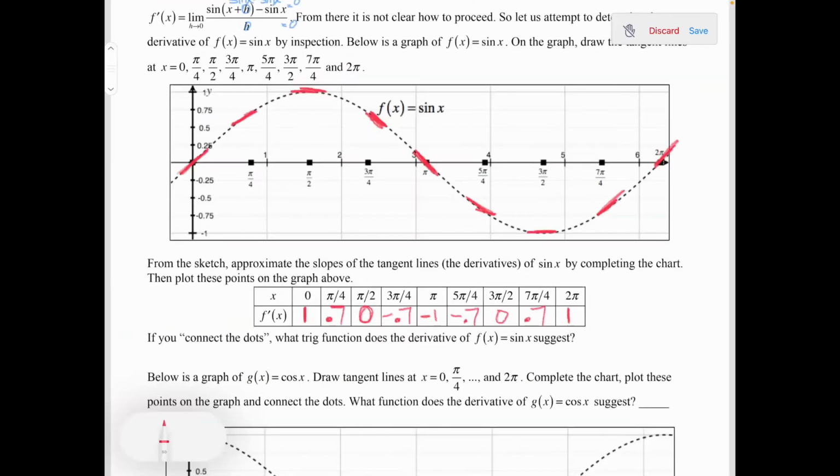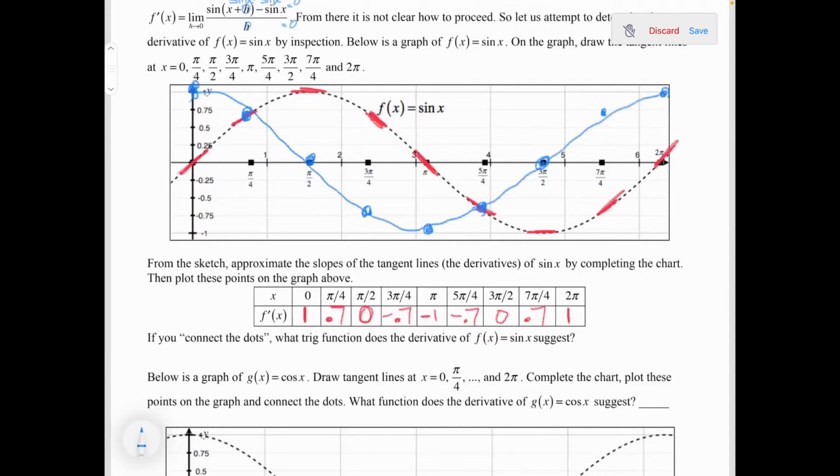If we were to plot those points on our graph, we get the point 0, 1, the point pi over 4, 0.7. It's about right there. Pi over 2 is at 0. 3 pi over 4 would be at negative 0.7. Pi would be all the way down at negative 1. 5 pi over 4 would be at negative 0.7. 3 pi over 2 would be back at 0. 7 pi over 4 would be up at 0.7. And 2 pi would be all the way back up at 1. And we connect those dots.